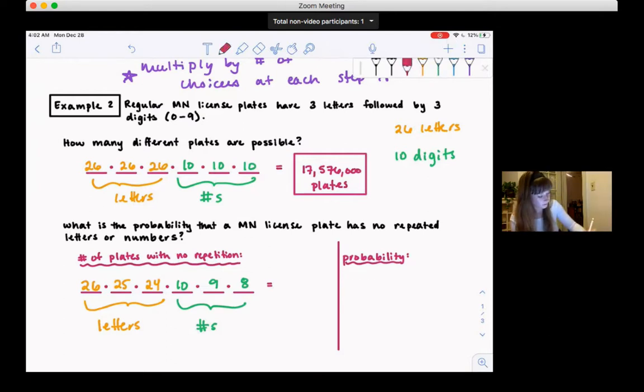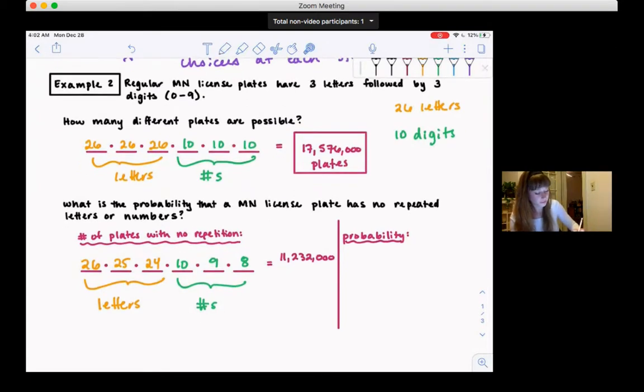Okay, so this is 11,232,000. Now this is the number of ways our event can occur. This is the total number of outcomes. To find the probability, we divide them, right?